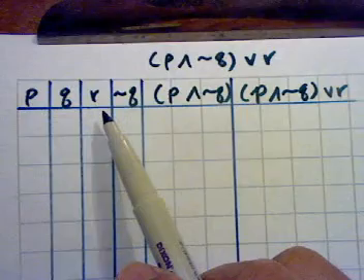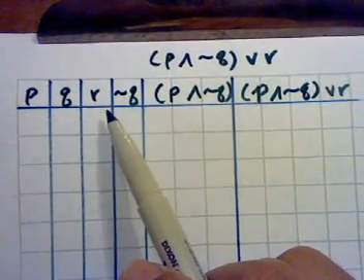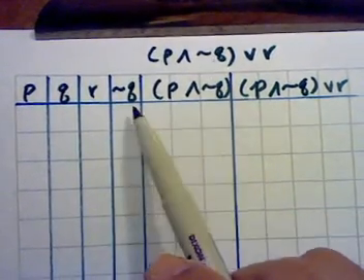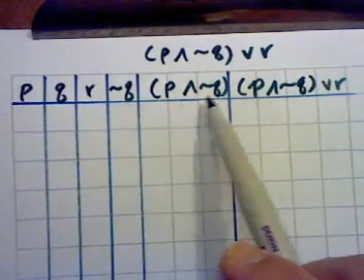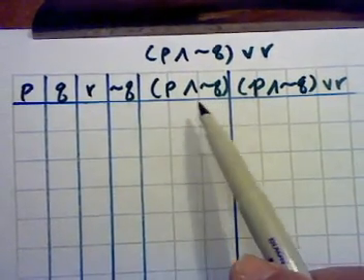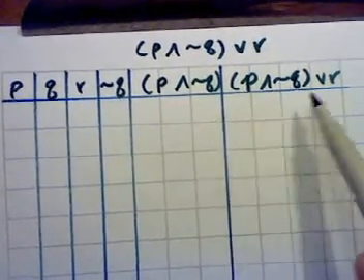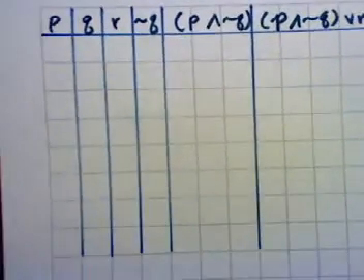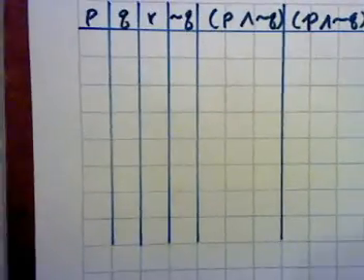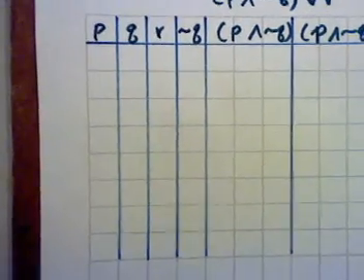So the basic P, Q, R columns. I have the negation of Q, not Q. I need the first half, the only one in parentheses, and finally our answer column. Okay, so let's begin. This is just an expansion of what we did before.